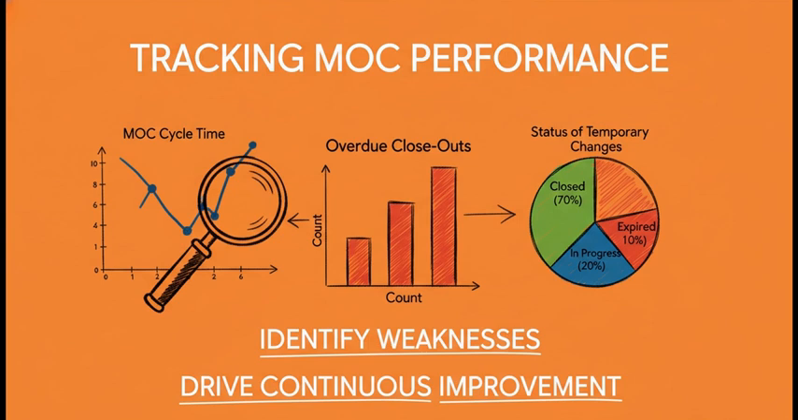And one last thing, the system itself has to be held accountable. It needs to police itself. And you do that by tracking key data points, your KPIs. So you're looking at things like, how long does it take to get a change approved? Are things getting stuck somewhere? And you're especially watching those temporary changes like a hawk. And look, the point of this data isn't to point fingers. It's to find the weak spots in your own system so you can make it better and stronger.